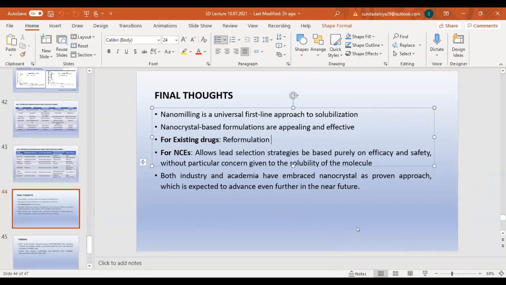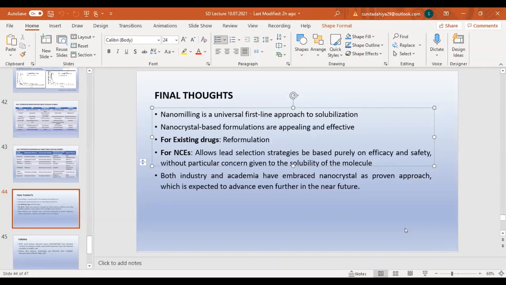Also for the new chemical entity. Sometimes when you have a lead molecule which has very good pharmacological potential, but it has a problem in terms of solubility, right? So you need not worry about solubility and need not change any structural features of that molecule, and you can just pay attention to its efficacy and safety. And for the solubility problem, the nanomilling approach can be used.